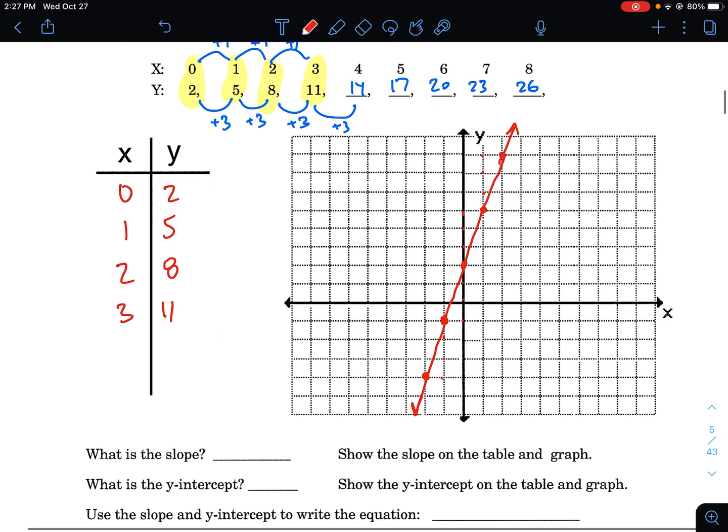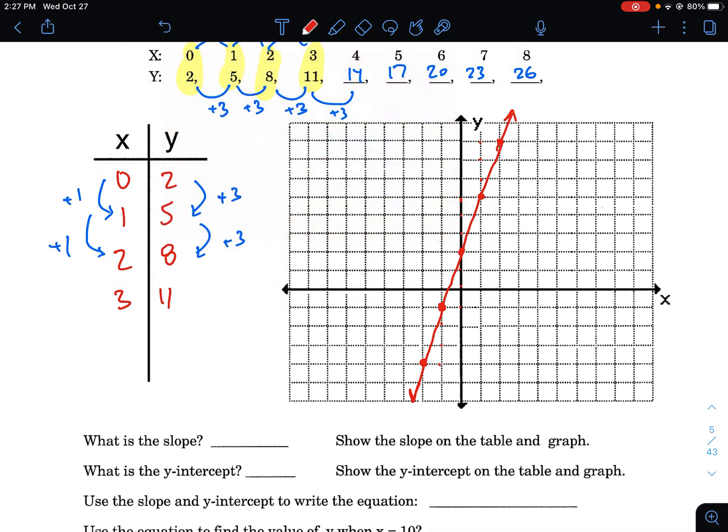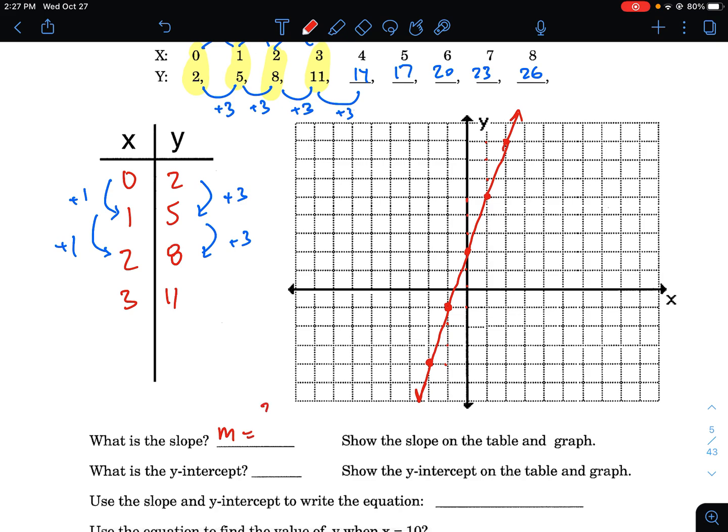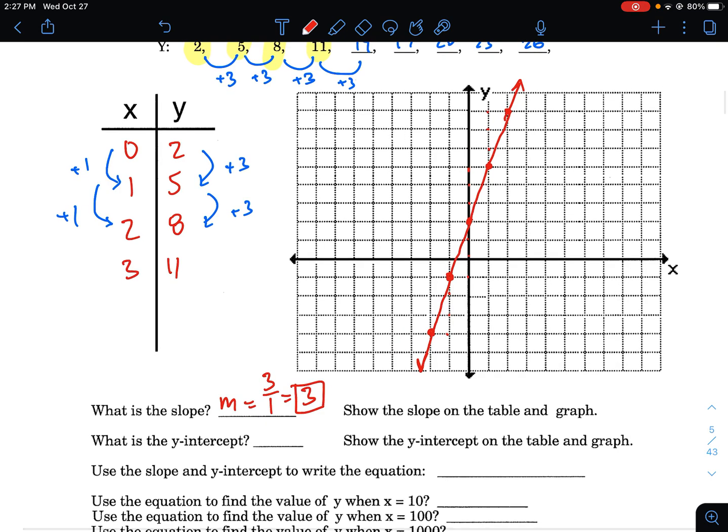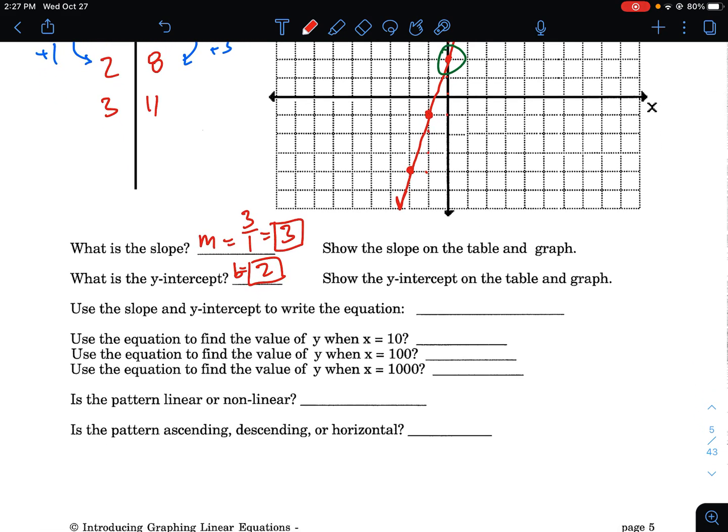Our slope, as we determined, is the change in y is plus 3. So slope, that's plus 3 every time. And that's plus 1 every time. So our slope, our m, is change in y over change in x, 3 over 1, which is just 3. Our y-intercept is our starting point. Our starting point is right over here, or right over there. And so the y value is 2 right there. So b equals 2.